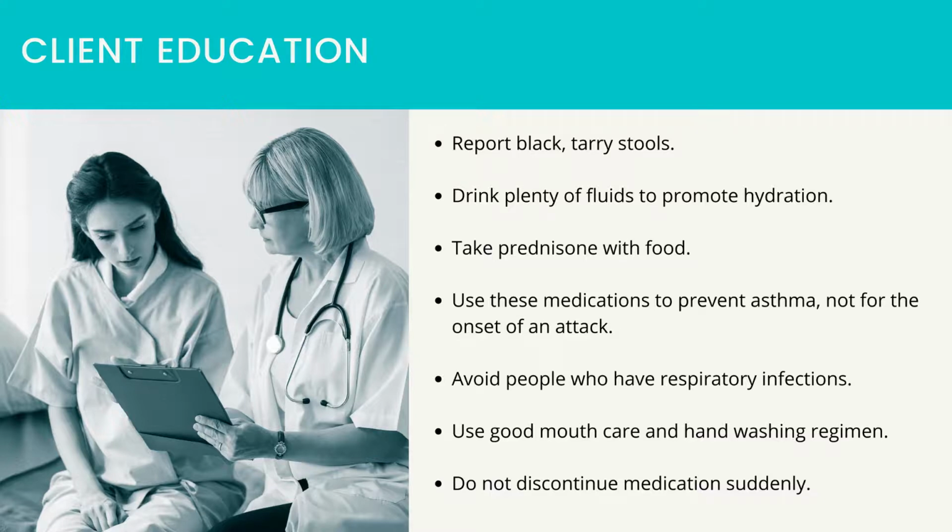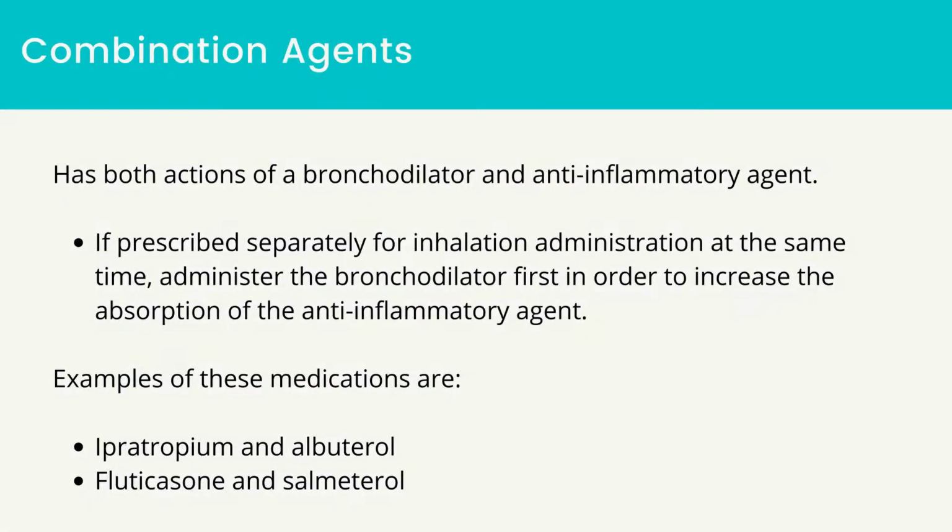Perform daily peak flow meter assessments. If only able to achieve a reading in the red zone, immediately use the reliever medications and seek emergency care. The next type of medication to cover are combination agents, which have both actions of a bronchodilator and an anti-inflammatory agent. If prescribed separately for inhalation administration at the same time, administer the bronchodilator first in order to increase the absorption of the anti-inflammatory agent. Examples of these medications are ipratropium and albuterol, fluticasone and salmeterol.